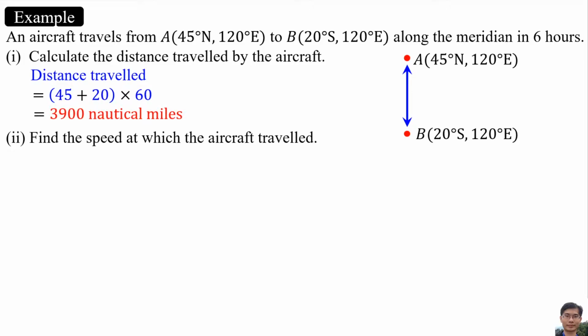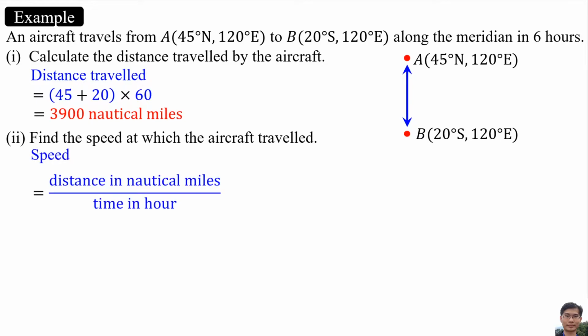Find the speed at which the aircraft travel. Formula of speed is distance in nautical miles divided by time in hour. So the distance is 3,900. The time is 6 hours. So the speed is 650 knots. Knot means nautical miles per hour.